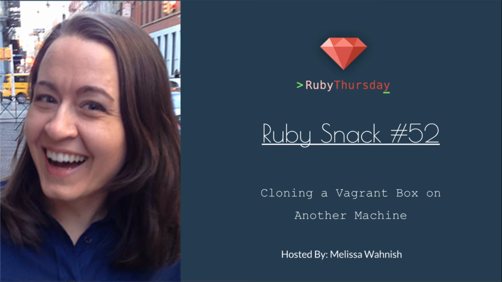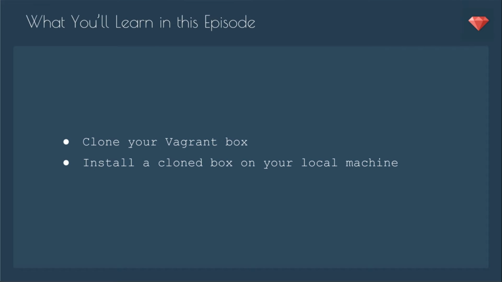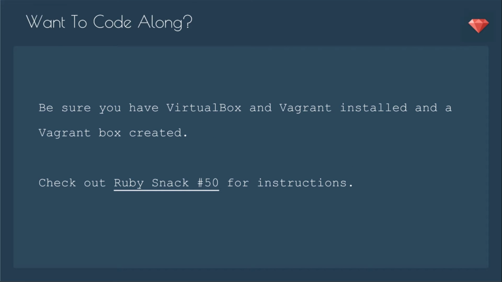This is Ruby Snack number 52, Cloning a Vagrant Box on Another Machine. In this episode, you'll learn how to clone your Vagrant Box and install a clone box on your local machine. Be sure you have VirtualBox and Vagrant installed and a Vagrant Box created. You can check out Ruby Snack number 50 for instructions, and also check out Ruby Snack number 51 to set it all up for your Rails app.